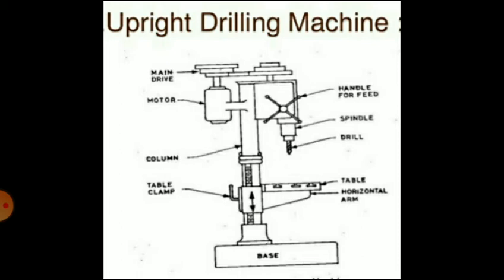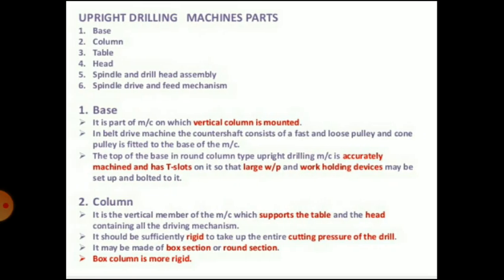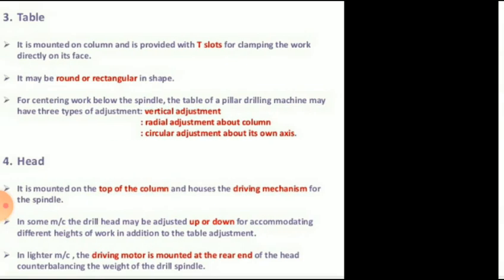The table may be rotated in an arc up to 180 degrees around the column. So the table can be rotated in an arc of 180 degrees, and the table itself may be rotated 360 degrees around its own axis. So this is regarding the box column section of the upright drilling machine.